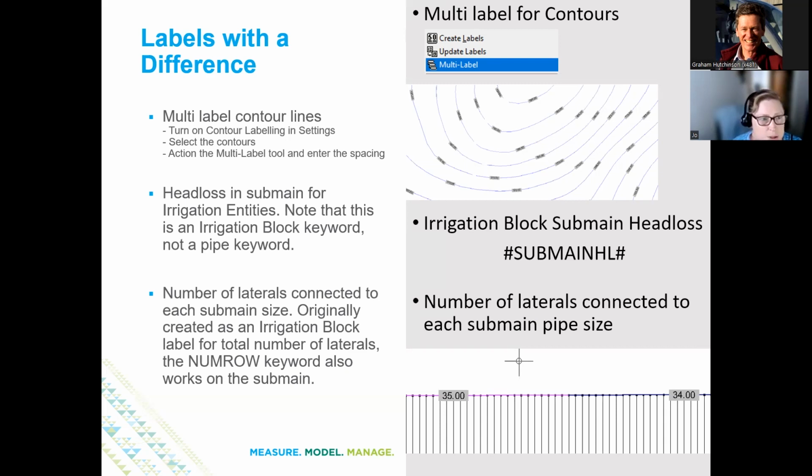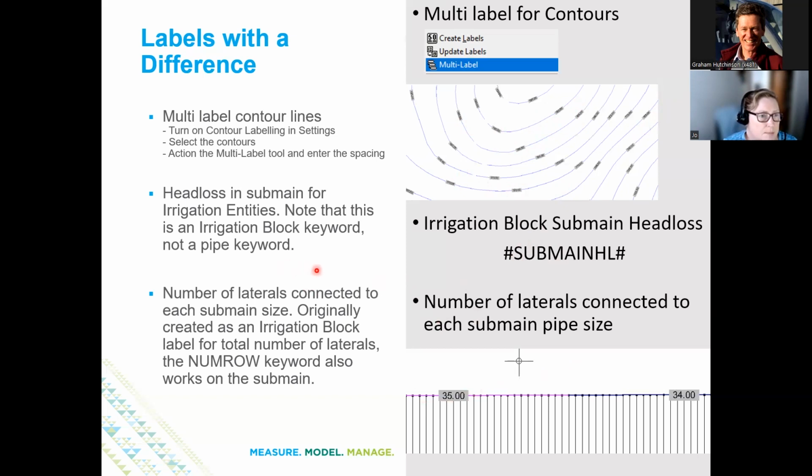And the way to produce that is first to turn on the contour labeling in the label settings as per normal. Select the contours that you want to label, and then instead of actioning create labels, you would action the multi-label option and you would get this result. So here I put them at about 300 feet distance. So depending on the size of your design will determine what sort of spacing you're happy with.